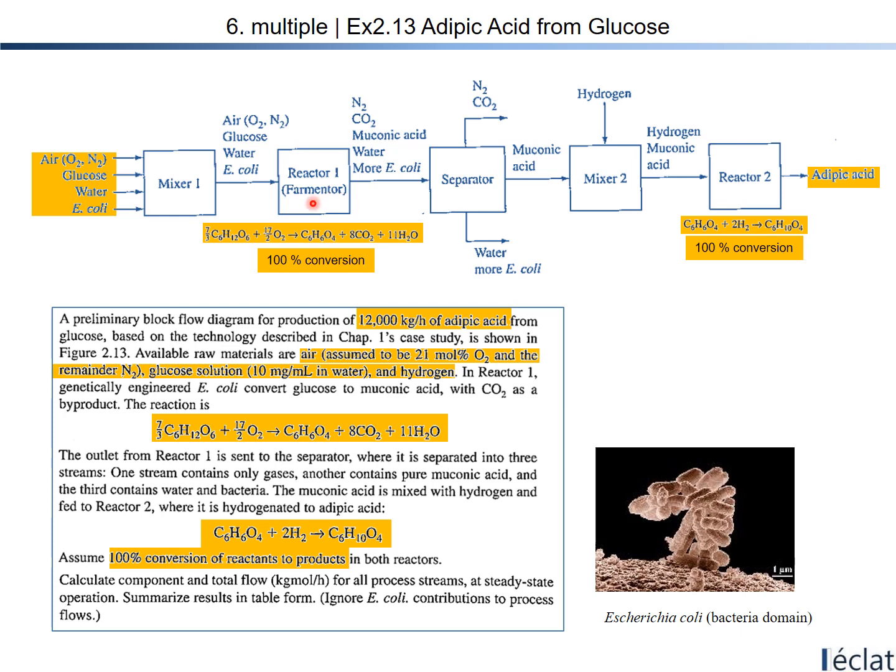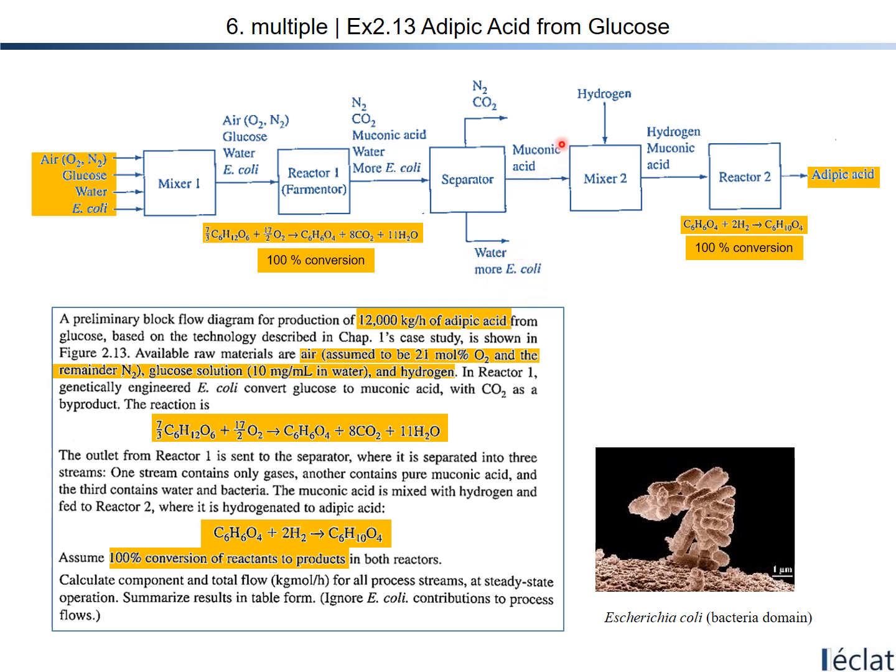In this reactor, we have a chemical reaction equation with stoichiometric coefficients. 100% conversion was assumed. Then, after reactor 1 or the fermenter, we have nitrogen and carbon dioxide, muconic acid as the intermediate, water, and more biomass of E. coli there. And the next unit is a separator. By using this separator, we separate the muconic acid from nitrogen, carbon dioxide, and also E. coli in water.